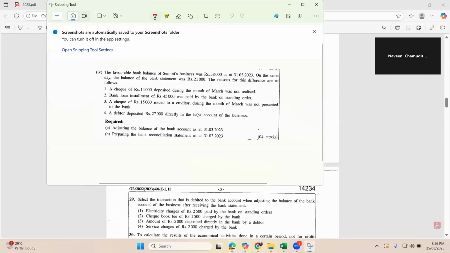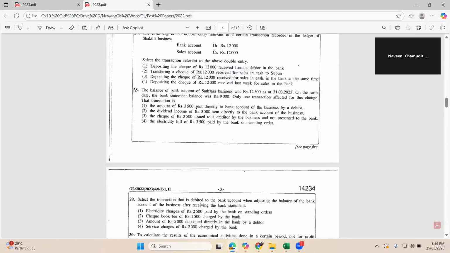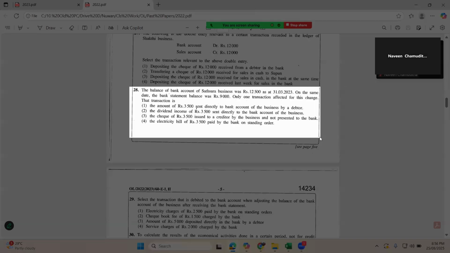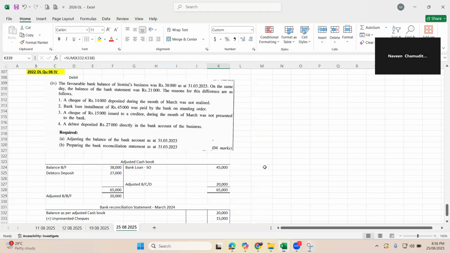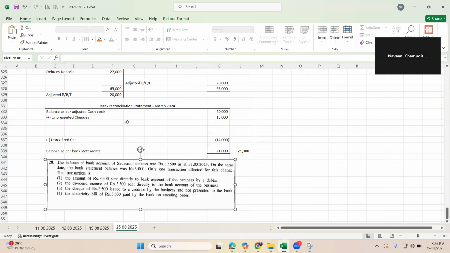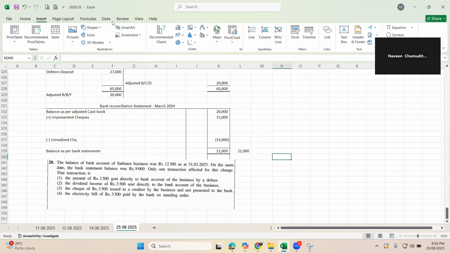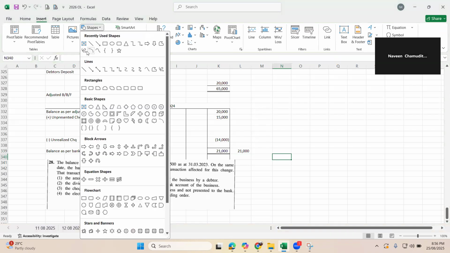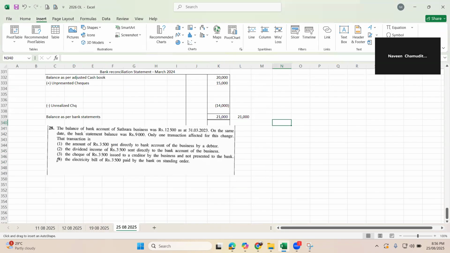So you must look at this type of question. You must practice a lot of questions on the paper. Otherwise, the exams will be very hard. Here, the correct answer came, the last one.